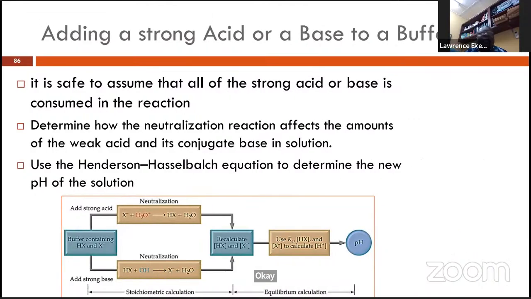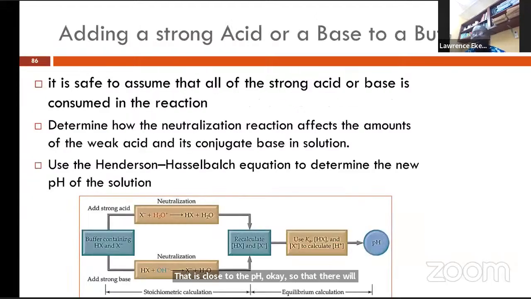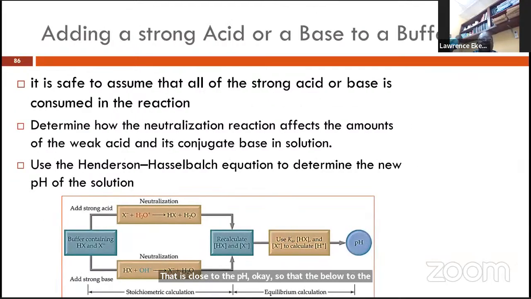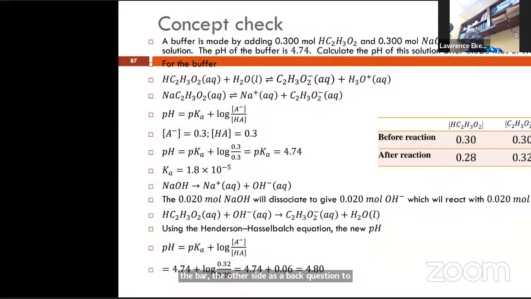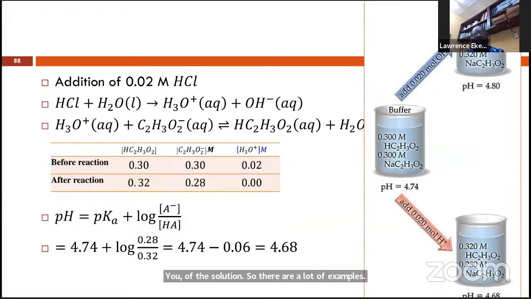When you are adding an acid or a base to a buffer, like we said before, it is better to choose a pKa that is close to the desired pH, so that you can have a good neutralization. It is safe to assume that all of the strong acid or base is consumed in the reaction. Then you use the Henderson-Hasselbalch equation to determine the new pH of the solution. There are a lot of calculation examples for you to go through, so that you know how to solve for pH using the Henderson-Hasselbalch equation.